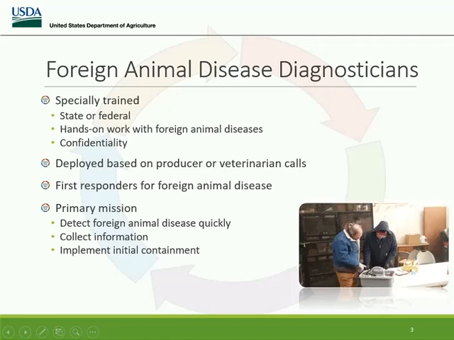One of the things that goes through this drill and through that process is the confidentiality of information, especially doing investigations before you know what's going on. Information is closely protected.